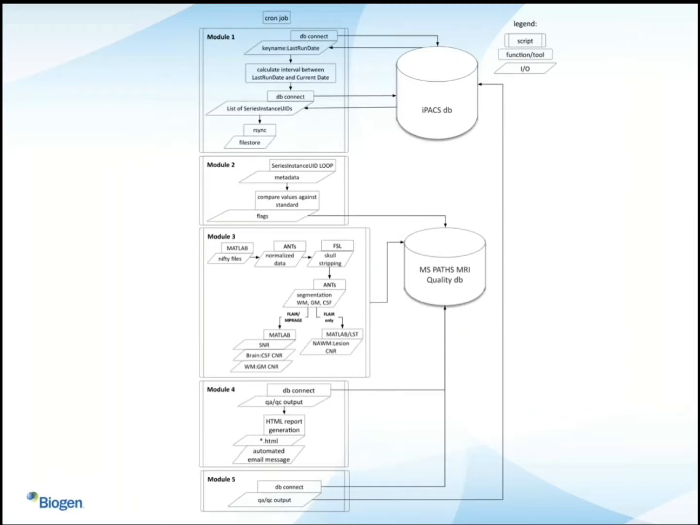This is a really big, complicated looking graph of the pipeline, but what I'd like to draw your attention to is that the quality control pipeline really centers on the IPACS database; there are a lot of arrows going in and out of it. And then the other key point to make about this is it's modular.